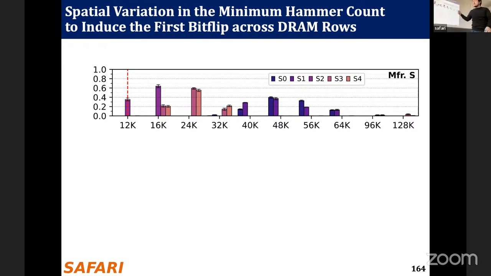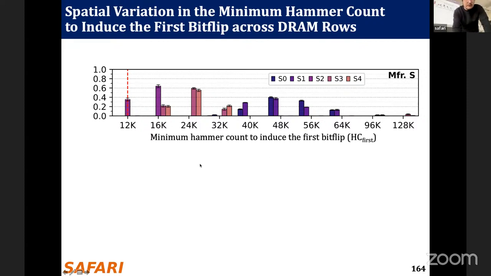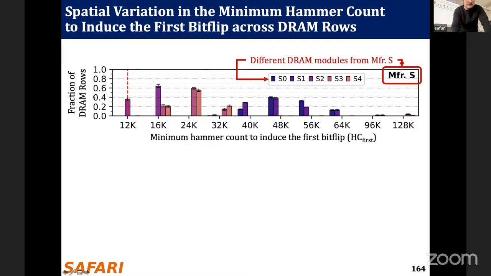So this is showing you the spatial variation in the minimum hammer count, that's HC first, to induce the first bit flip across DRAM rows. That's the RowHammer vulnerability metric we're using. And each bar shows you a different module from the same vendor. On the x-axis, you see the minimum hammer count, that's the HC first value. And the y-axis is the fraction of DRAM rows. So this is a histogram, essentially.